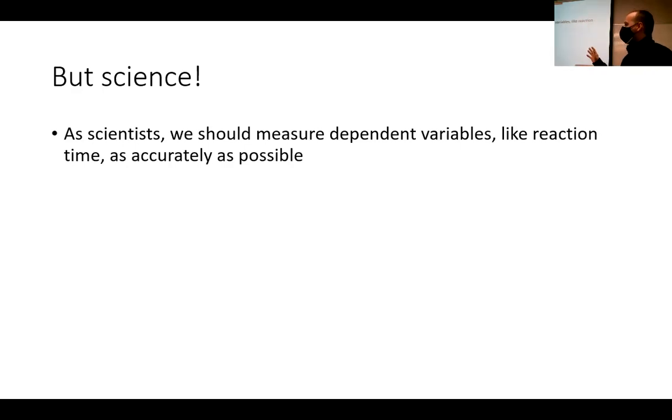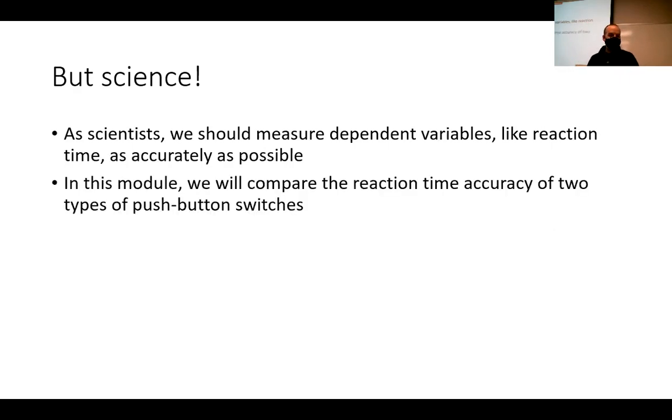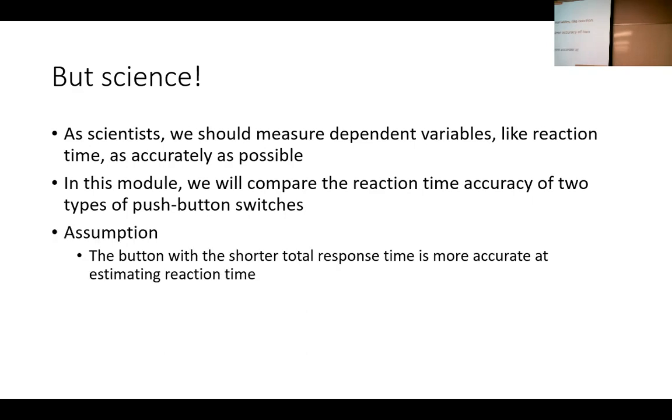The other thing, what we're going to try to do here is find a button that's a more accurate measurement of reaction time. So we're going to compare two different push buttons. One are the ones we've used in the last couple of modules, those small white ones. And we're also going to look at some large yellow buttons. They're not that much bigger, but relatively larger, and they're yellow instead of white.